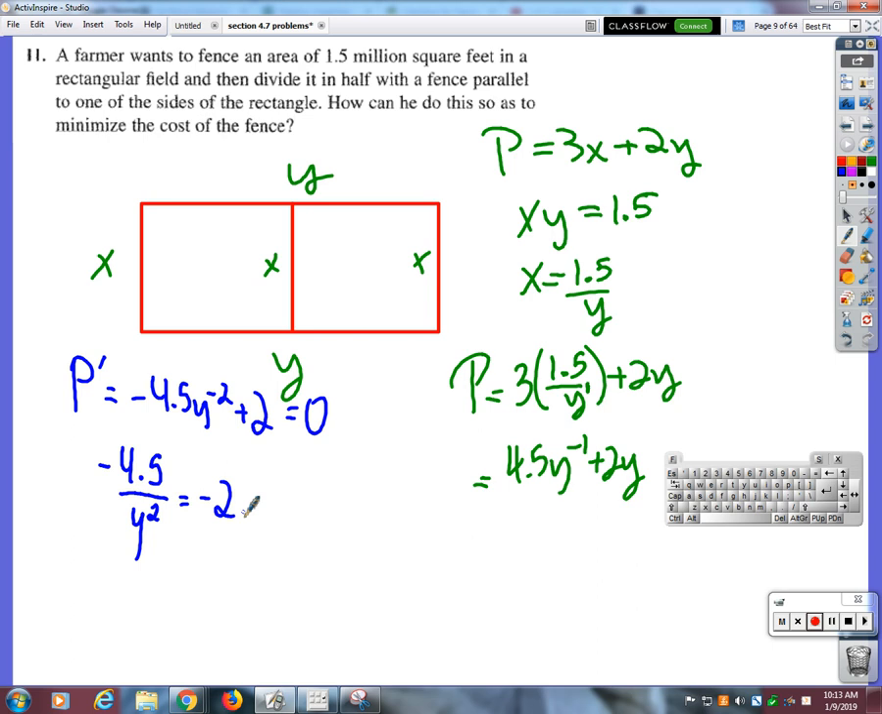But the 4.5 is on the top. So I could multiply by 1 over negative 4.5. But then I would end up with 1 over y squared, not y squared. What's a better step to get rid of? Yeah, let's go ahead and multiply both sides by y squared. Okay? So that means the y squareds over here cancel. And then that gives me negative 2y squared equals negative 4.5. Now what?